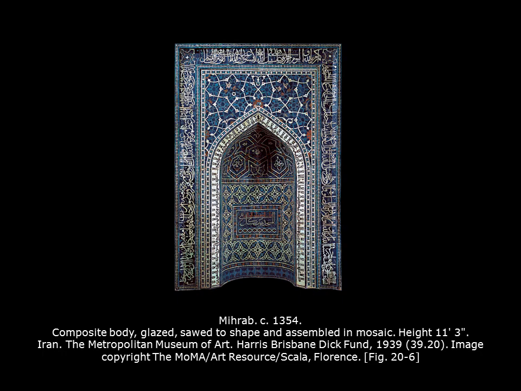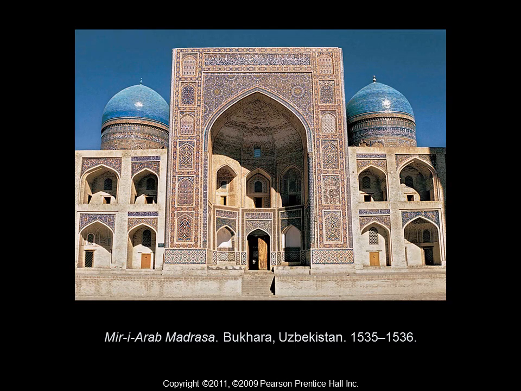In our first slide of the Great Mosque in Tunisia, we were unable to see the mihrab. The same Persian stylings from the mihrab we just saw are applied to this Mir-e-Arab madrasa. This is located in Bukhara, Uzbekistan. It was made between 1535 and 1536. A madrasa is a Muslim theological school. Here is where the teachings of Muhammad and the Islamic text of the Quran is studied.